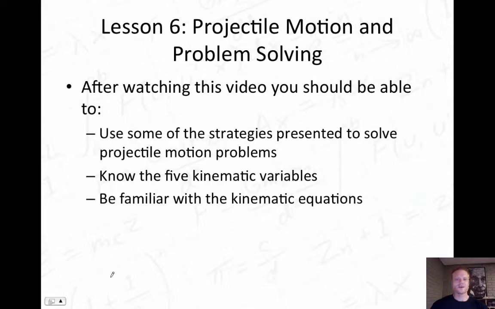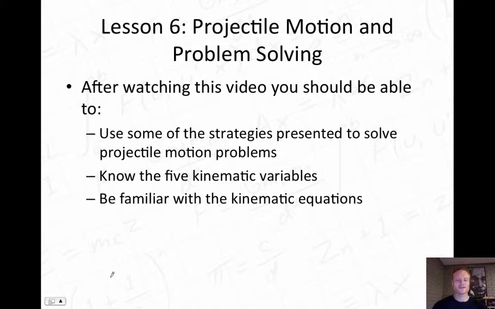In today's video, we're going to be talking about projectile motion and some strategies for doing problem solving with projectile motion. After watching this video, you should be able to use some of the strategies that are being presented to solve some problems dealing with projectile motion.